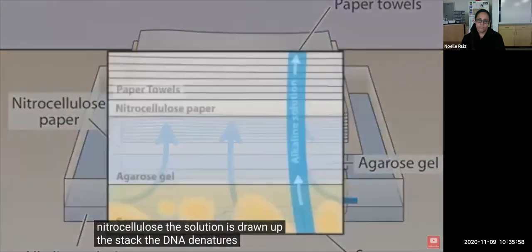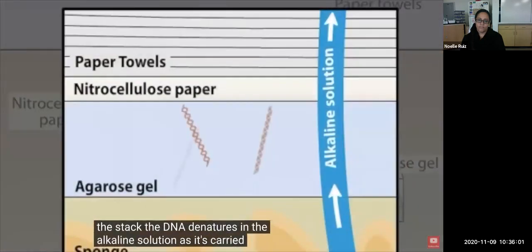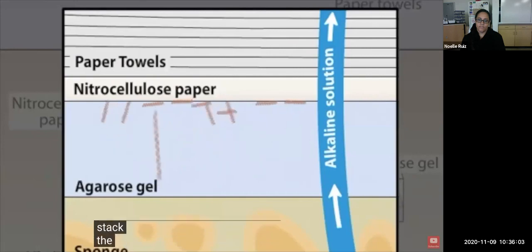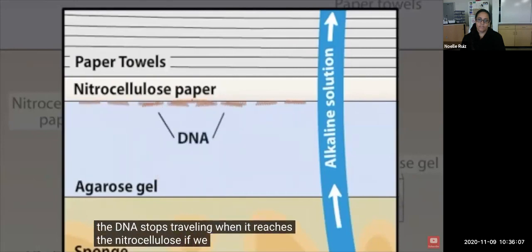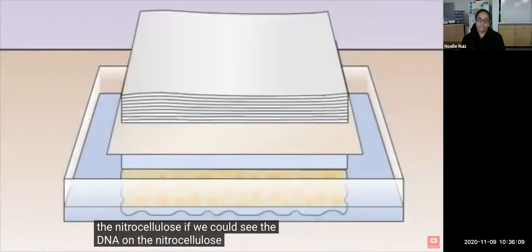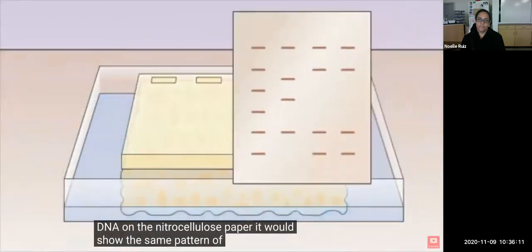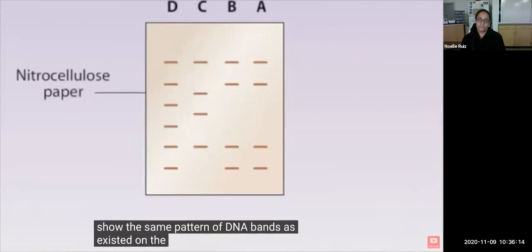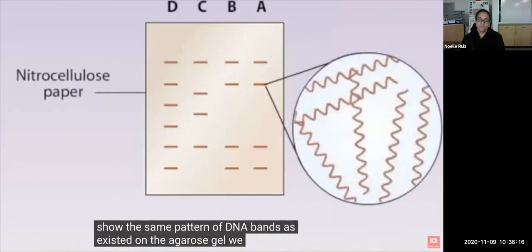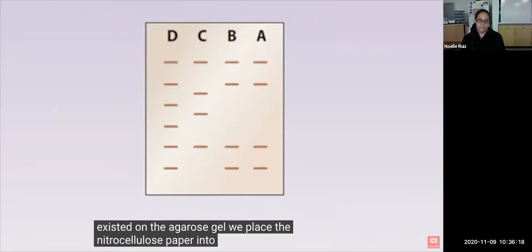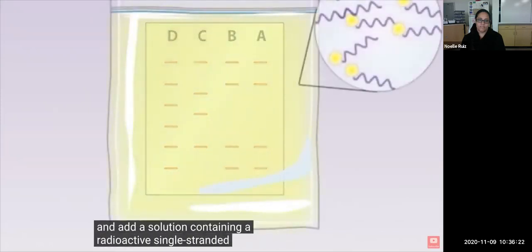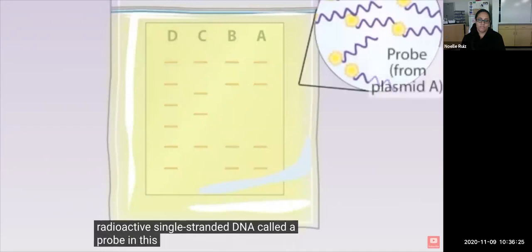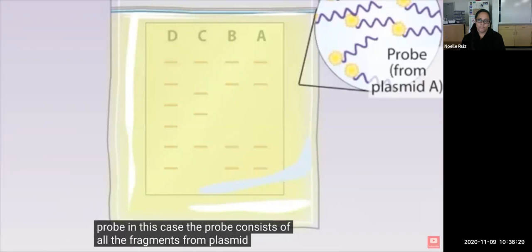The DNA denatures in the alkaline solution as it's carried up the stack. The DNA stops traveling when it reaches the nitrocellulose. If we could see the DNA on the nitrocellulose paper, it would show the same pattern of DNA bands as existed on the agarose gel. We place the nitrocellulose paper into a plastic bag and add a solution containing a radioactive single-stranded DNA called a probe. In this case, the probe consists of all the fragments from plasmid A.